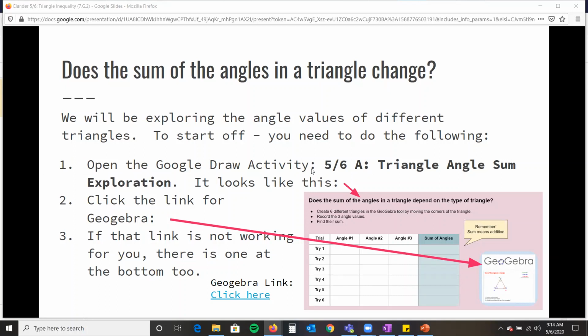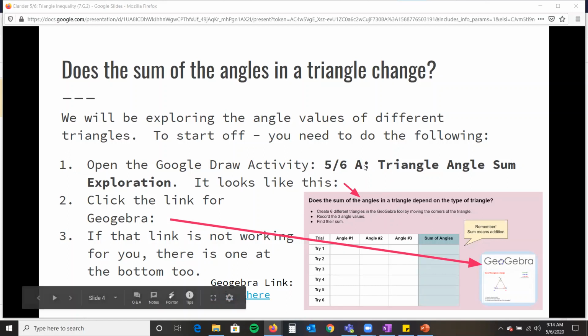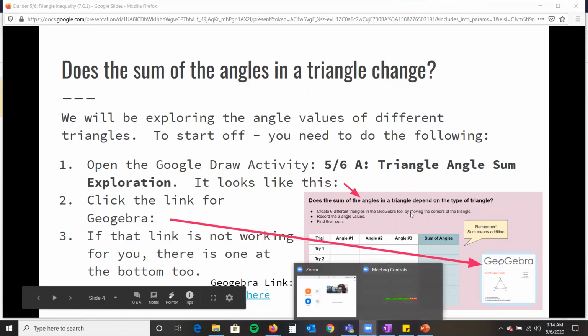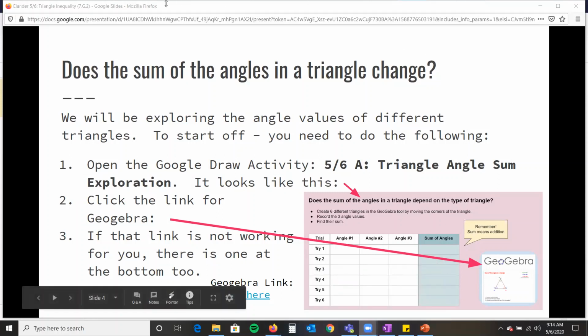I want you guys to open, you should already have opened the 5-6A Google Draw activity. If you don't have that open, it's right at the top of the Google Classroom. It should say something like classwork and 5-6. If you click on that, there are some different files there. I want you to go to 5/6A for right now. We'll give you a couple seconds to get that open. I'll type that in the chat as well.